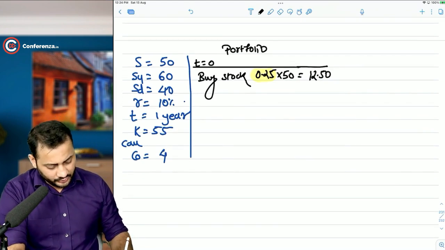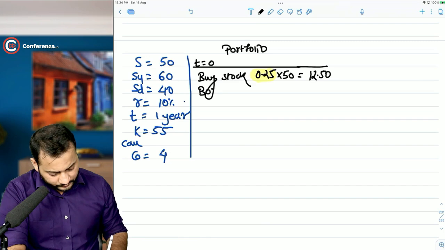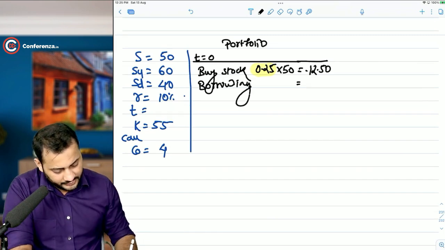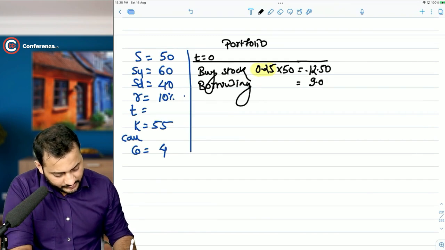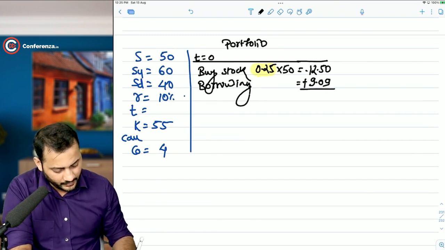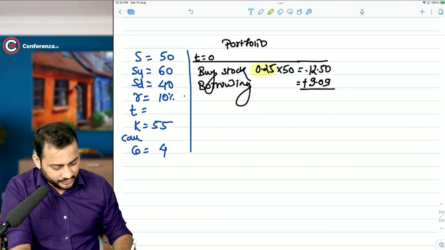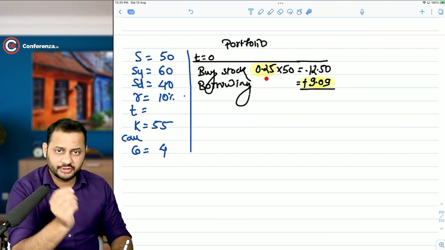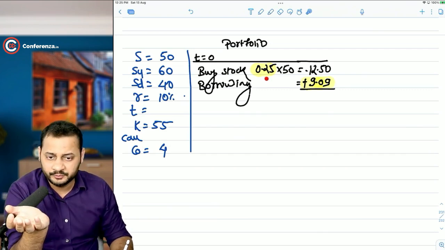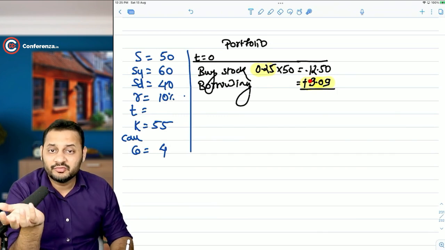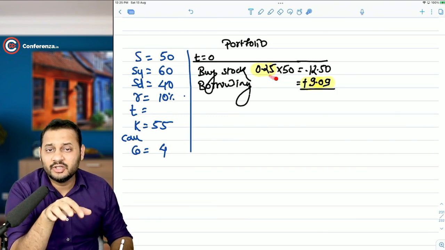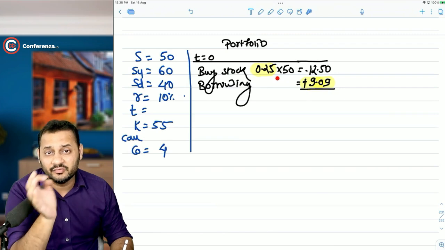Okay. Then you do one thing. You borrow something from the bank. Let's say you borrow 9.09 rupees. Now, there are two questions in your mind. What is the calculation of 0.25? Where did this come from? And what is the calculation of this 9.09? These are the two things we are going to discuss at the end of this entire concept.